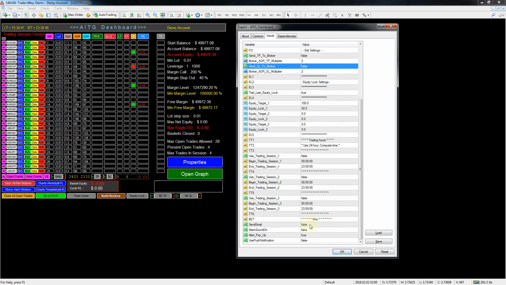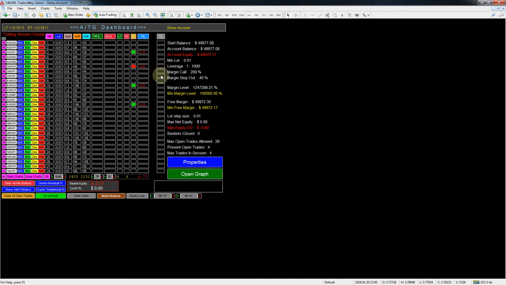Send email, alarm sound on, pop-up. Usually you want to leave the pop-up turned on. I know some think it's annoying to see it popping up, but if you turn this off, then when you go back here and show the alert window, it'll show the alert window, but there won't be anything in it because you have turned off the pop-up. And then we've got use push notification, which you can also use.